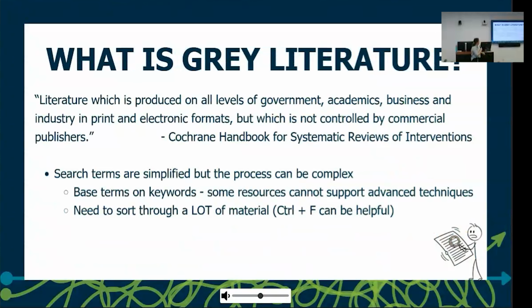I found this from the Cochrane Handbook of Systematic Reviews of Interventions. Cochrane's kind of like the gold standard, but they're essentially saying it's produced on all levels of government, academics, business, industry, which is not controlled by commercial publishers. So this is going to be things that aren't ever going to be published necessarily in a journal. And so, like I mentioned before, the search process is much more simple, but there's a lot more information that you have to filter through.